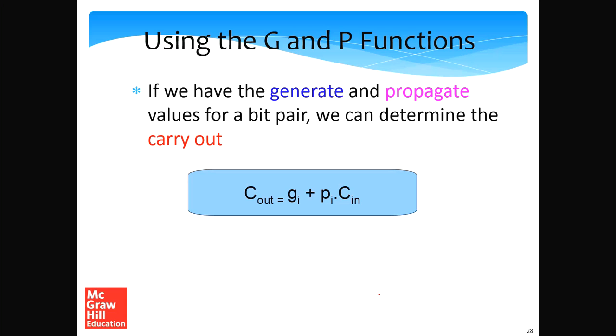So let's use the G and P, generate and propagate functions, for a bit pair. So the carry out is equal to GI plus PI dot C in. Plus here means an OR and dot means an AND. So if GI is true, then the carry out is definitely being generated. Otherwise, the carry input is true and the propagate is true. So there are only two ways that Cout can be 1. Either the block is generating a carry, or the block is propagating a carry and the carry input is 1. So we can say it is Gi or Pi and carry input.